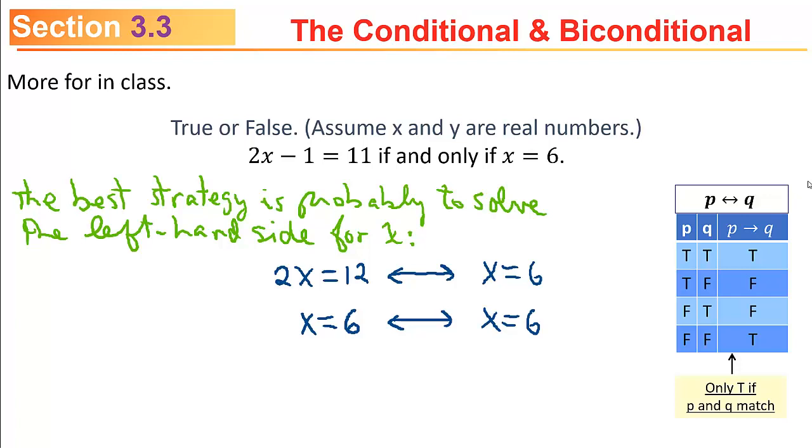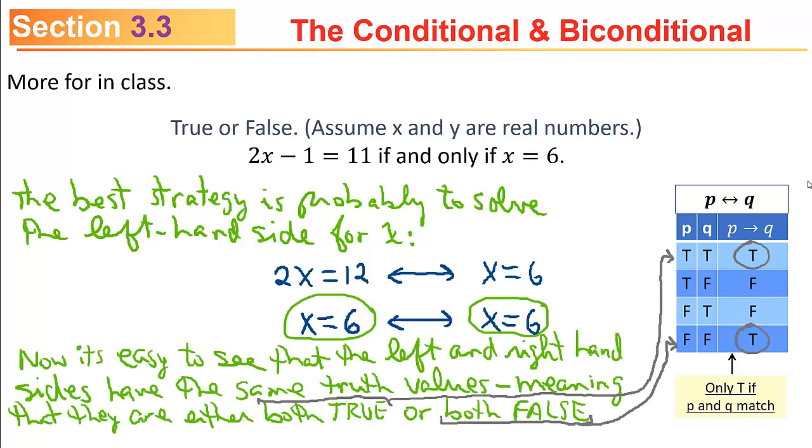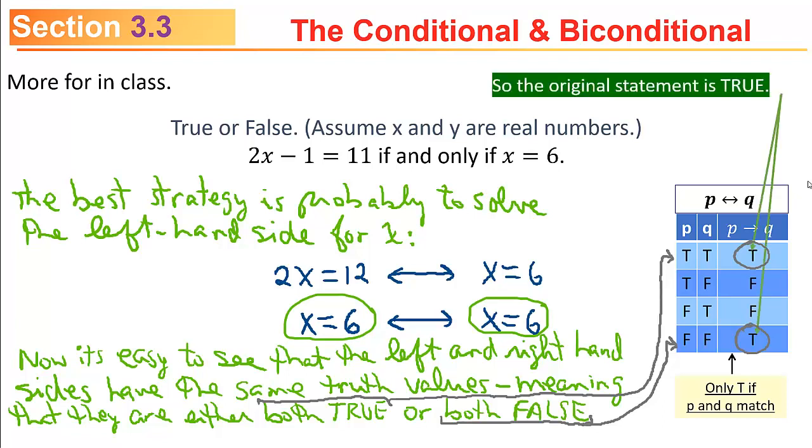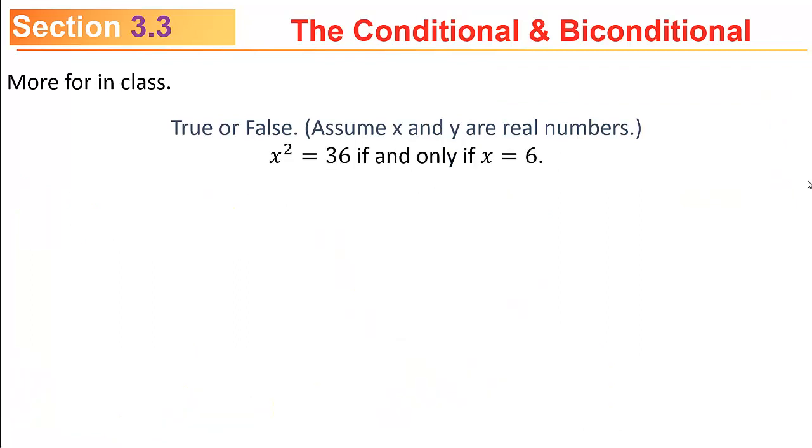Now, obviously, they're going to match, right? Because you've got the exact same thing on both sides, so how can they not match? It's easy to see that those left and right-hand sides are going to match all the time. If x is equal to 6 on the left, it'll be equal to 6 on the right. If it's not equal to 6 on the left, it will not be equal to 6 on the right. So they will match each time. So even though there's a variable in there, I can see that the left and right-hand sides will match no matter what the value of x is. So the original statement is definitely true. How about this one?